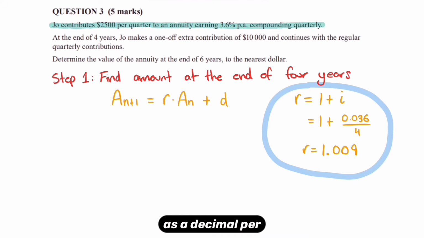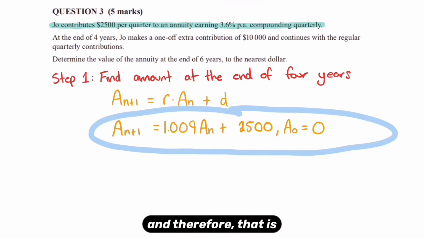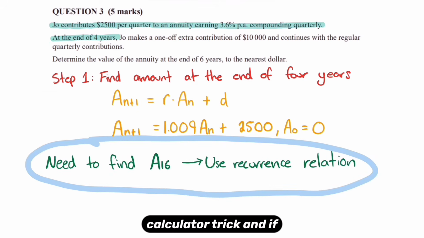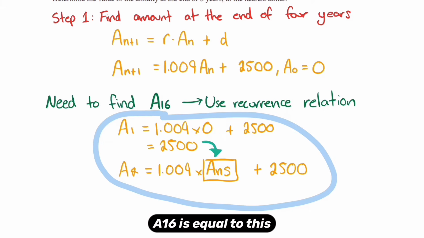interest rate as a decimal per compounding period. That gives me 1.009. The deposit amount per quarter is going to be 2,500, and therefore that is our recurrence relation. In this case, A0, the starting amount, would be 0 because we're starting from scratch. There's no initial amount. Because we want to find the amount at the end of 4 years and it's quarterly, 4 times 4 is 16. So we need to use this recurrence relation to find A16. Using the calculator trick, and if we keep continuing that pattern, we find that A16 is equal to this amount.